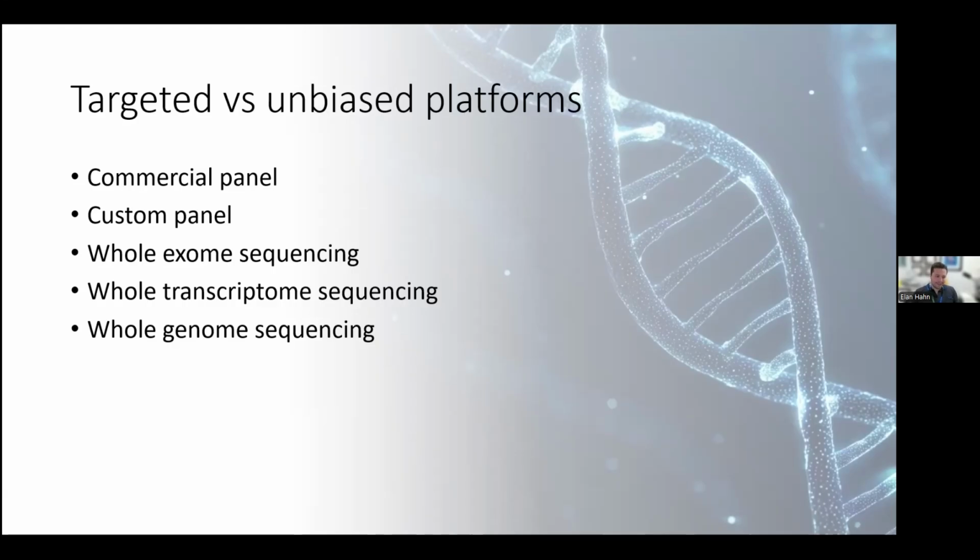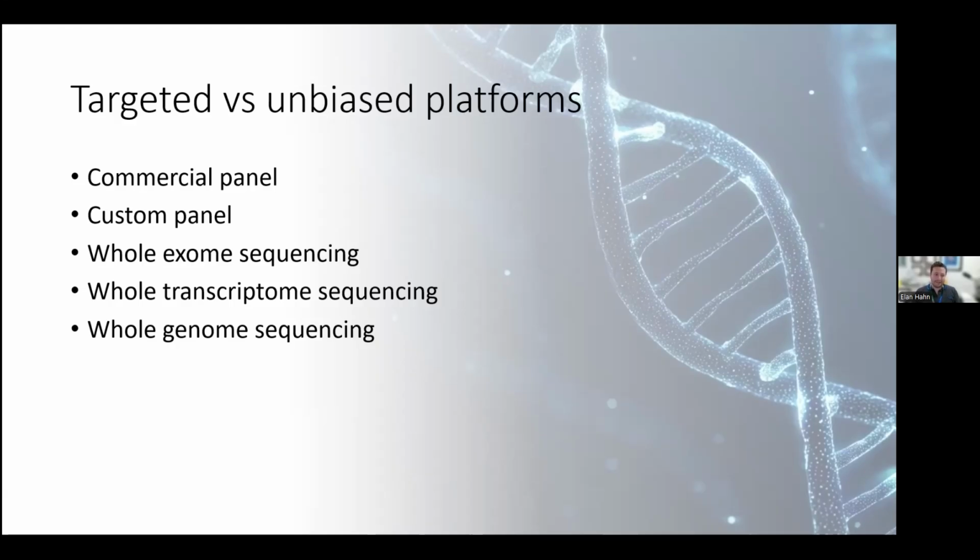Unbiased platforms like whole exome sequencing, whole transcriptome sequencing, or whole genome sequencing are helpful if we don't really know what we're looking for, and may become more cost effective depending on how many different types of tumors you're sequencing on your panel. Do you want to have different panels for each one, or do you want to have one test that you use for all of your specimens, and what the nature of your specimens is? Are you looking for novel fusions all the time or not? Or novel changes all the time or not? And that's something that may push you towards an unbiased platform.